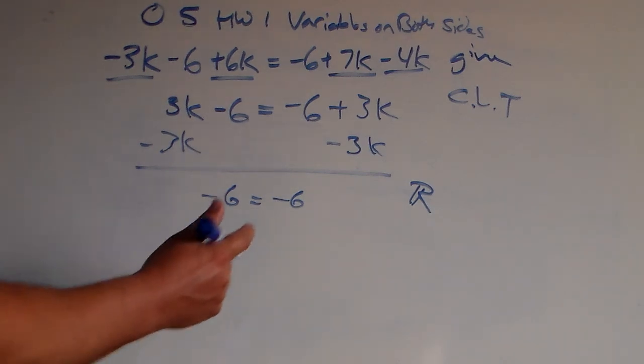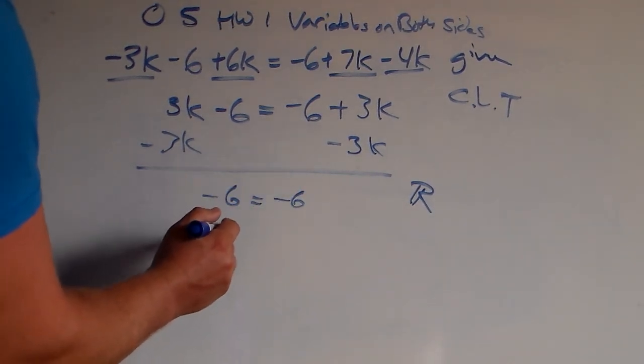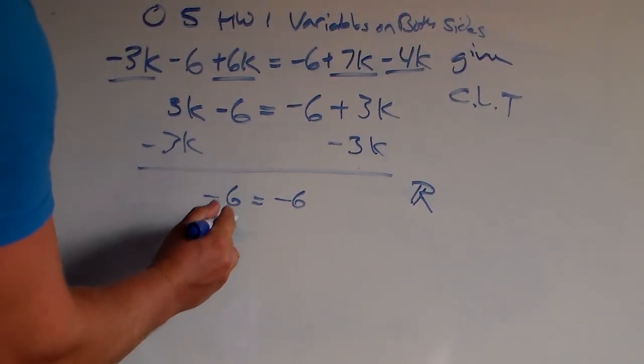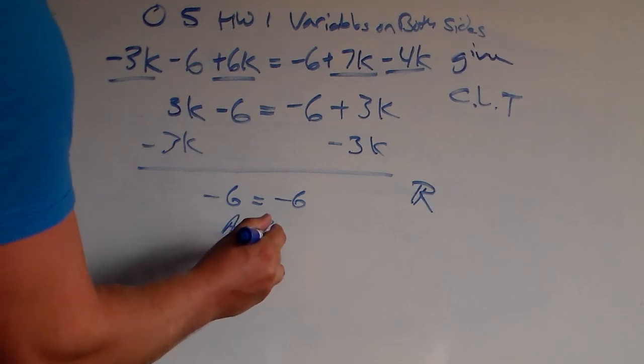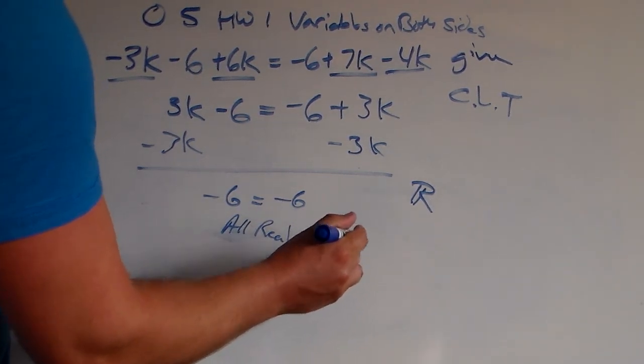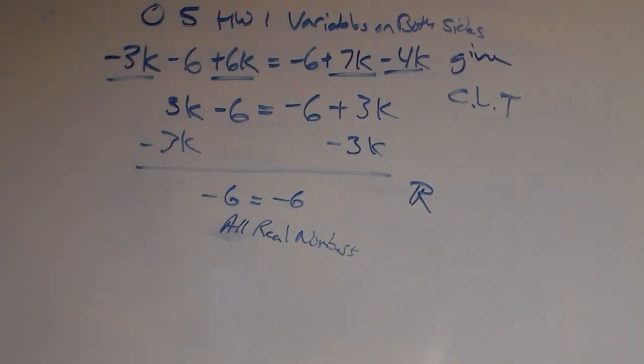And what I want you to do in that Google form is just write out all real numbers. And you'll get credit for problem number 9. It's one of those fancy ones. Beware, problem number 10 is also another fancy solution.